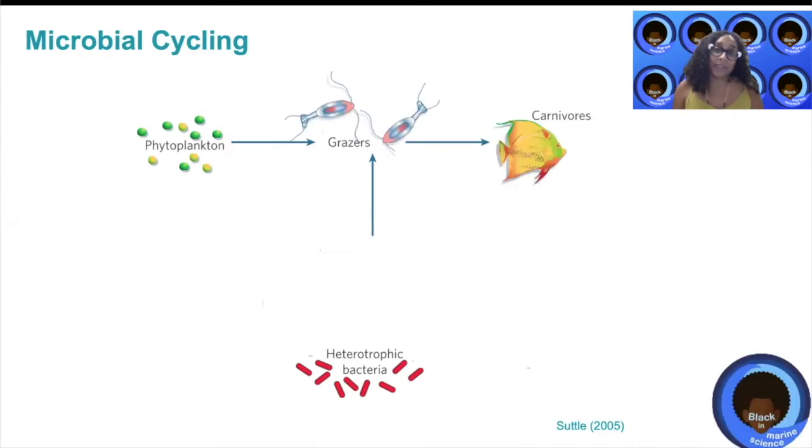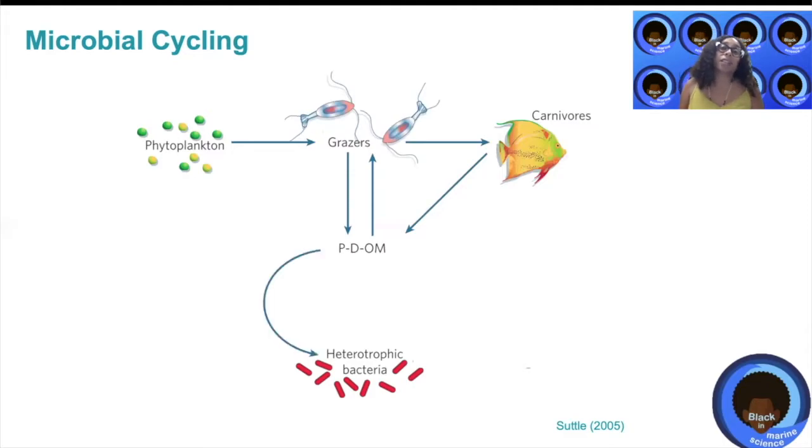Now, animals create waste in the form of feces, and this contributes to the pool of particulate and dissolved organic matter, POM or DOM. Now, this is organic matter that cannot be consumed by higher organisms like grazers or carnivores. However, some heterotrophic bacteria can utilize the POM and DOM pool.